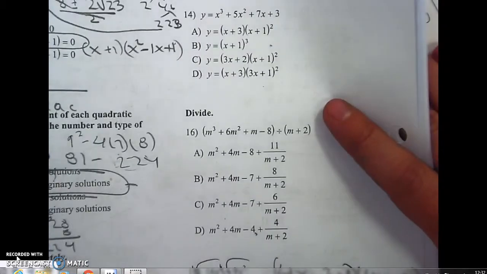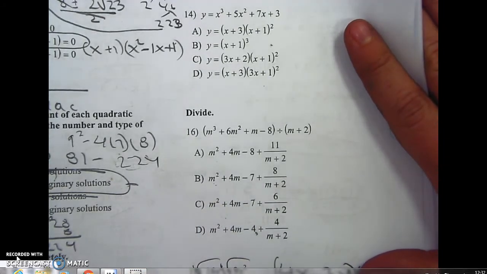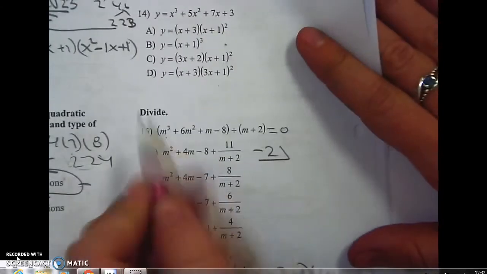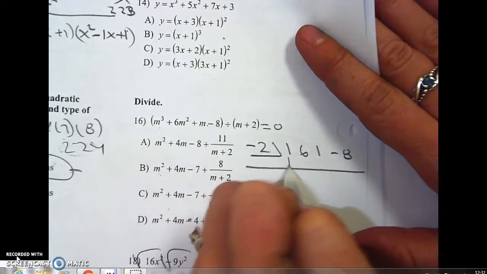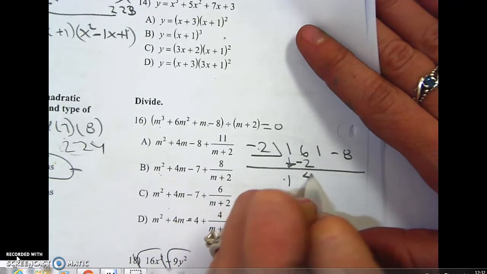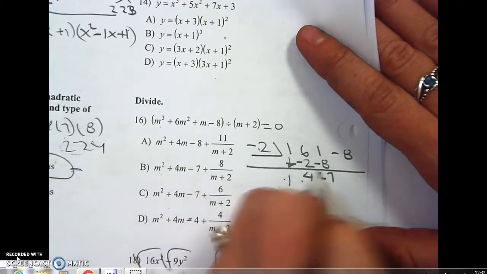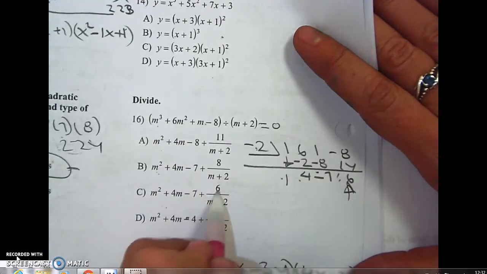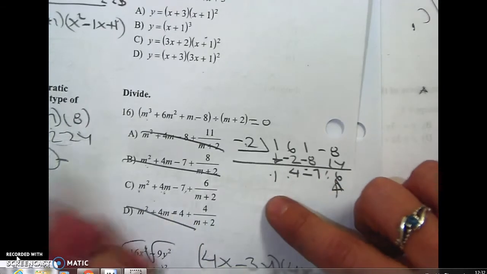Let's move up to 16. This is where I can either do long division or synthetic. I am definitely going to do synthetic. So I set this equal to 0, and then I do the leading coefficients, 1, 6, 1, negative 8. Remember, the first thing you do is bring down the 1. This times this, plus this. This times this, plus this. This times this, plus this. So this is my remainder. So this has the remainder, but let me make sure the numbers match. Negative 7, 4, and 1.